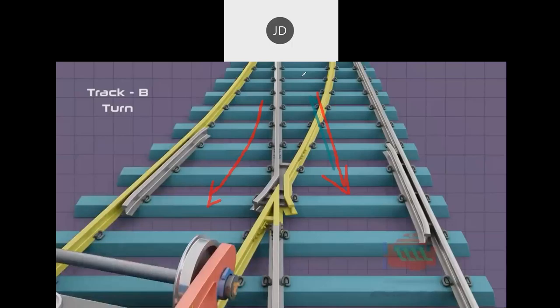If your point is in that direction, your crossing is in this direction, that means the train is moving. This is the straight part. This is your right direction, right? Okay, correct. This is your right turn, turnout. Okay, fine. So let's play again.